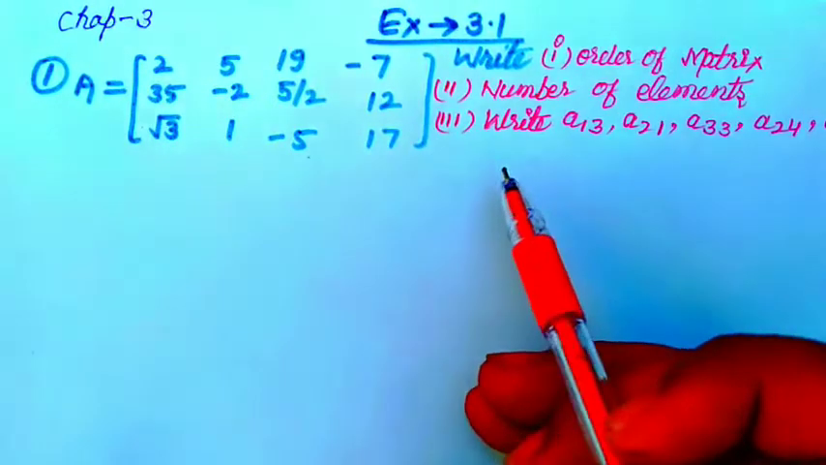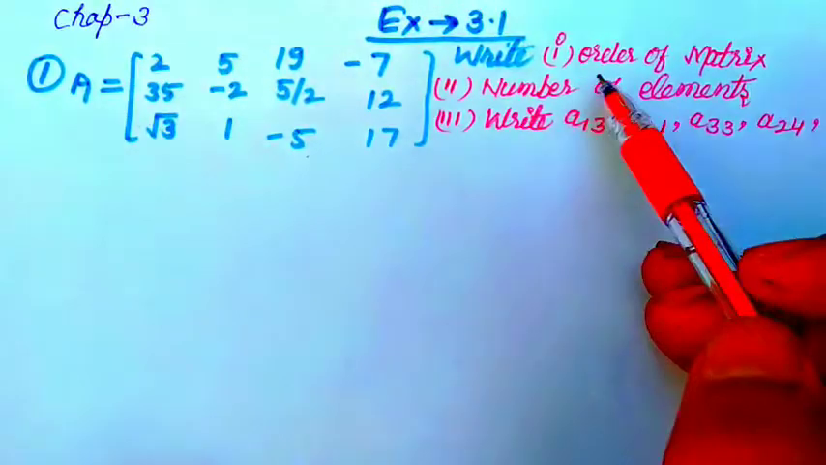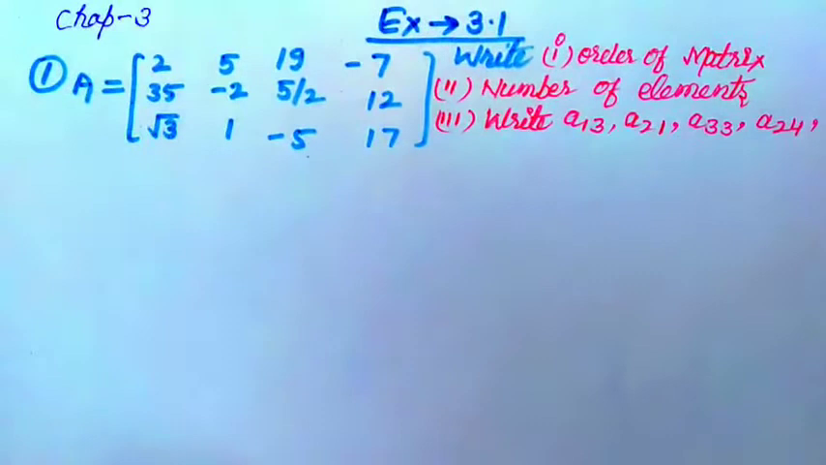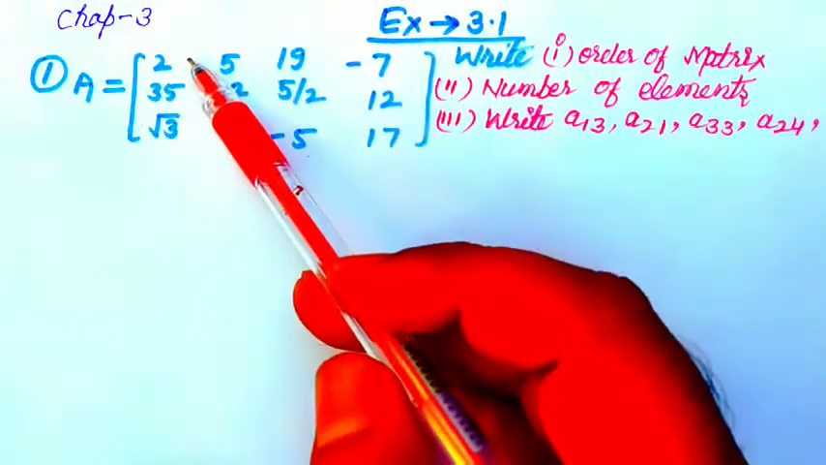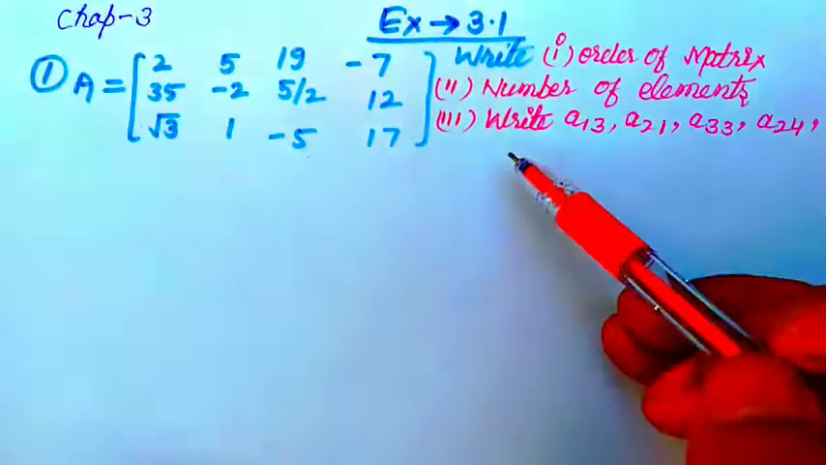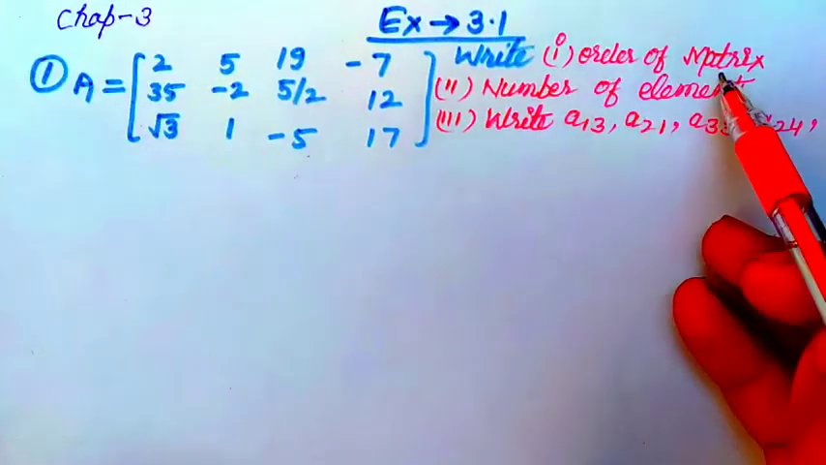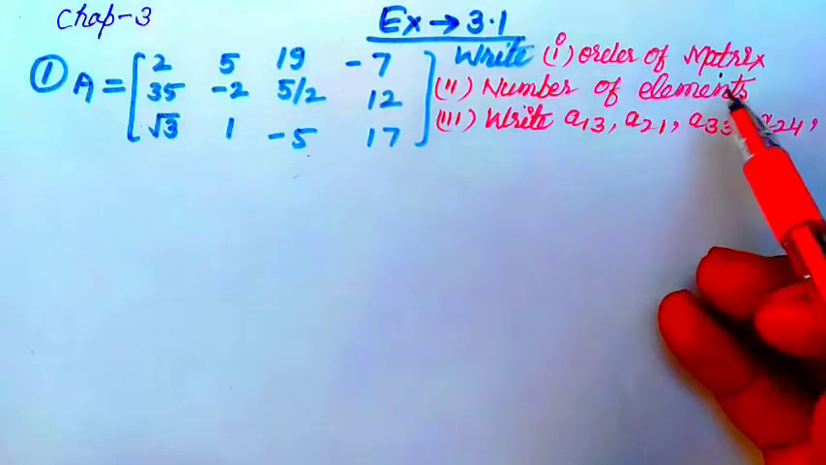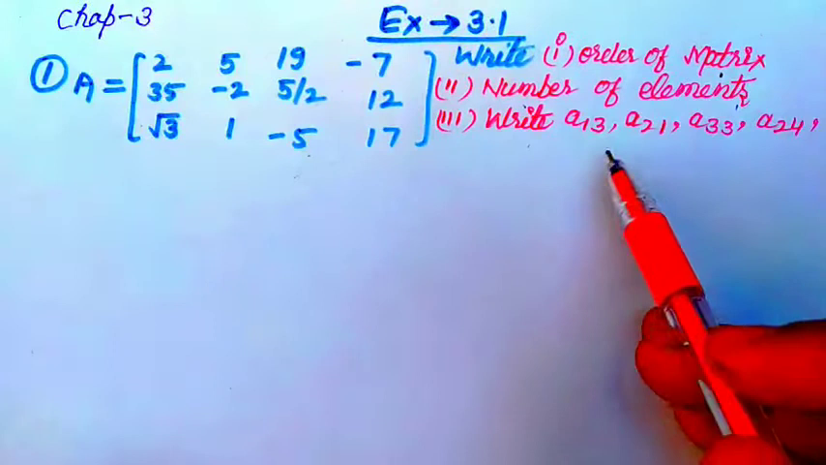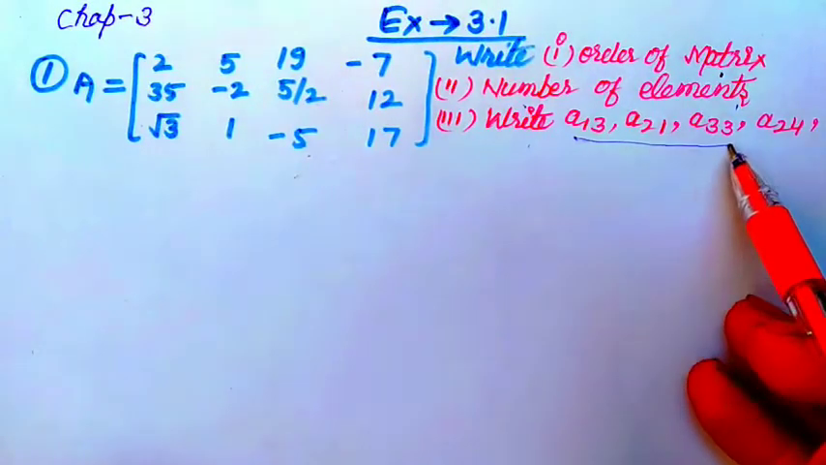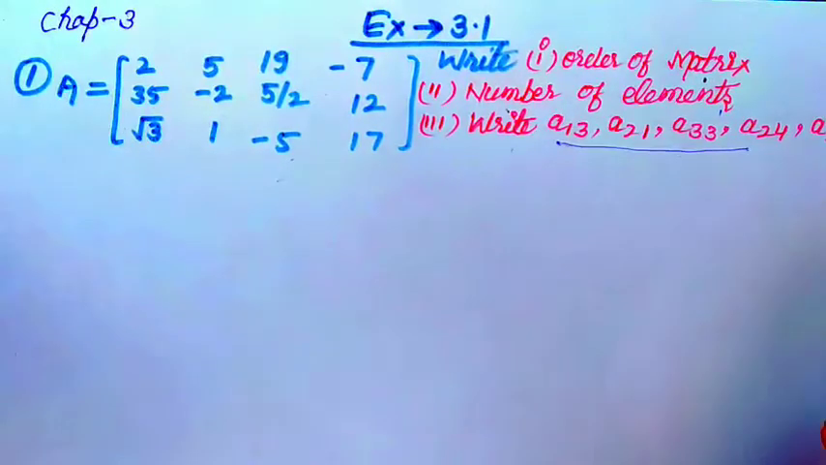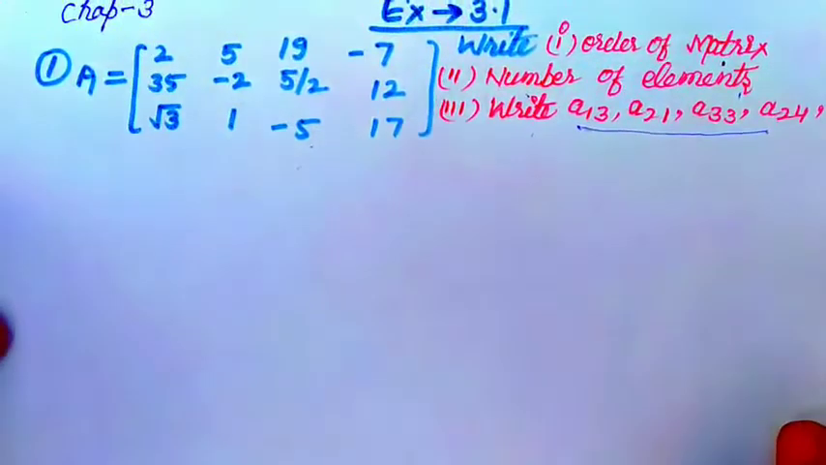Hi, this is exercise 3.1, chapter 3, class 12 mathematics. Let's see the first question here. This is the matrix, so we need to find out the order of the matrix, the number of elements, and write the value of the given elements. So first we will see the order of the matrix.